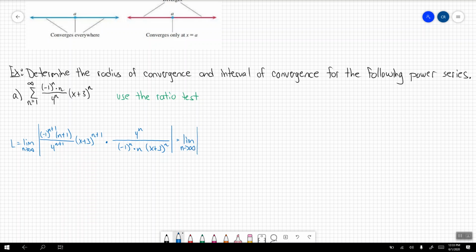Limit as n tends to infinity, absolute value. This is going to be negative 1 to the power of n times negative 1 to the power of 1. Remember, same base multiplying, we add the exponents. Multiplied by n plus 1, multiplied by x plus 3 to the power of n plus 1. All divided by 4 to the power of n times 4 to the power of 1, multiplied by 4 to the power of n, all divided by negative 1 to the power of n multiplied by x plus 3 to the power of n.